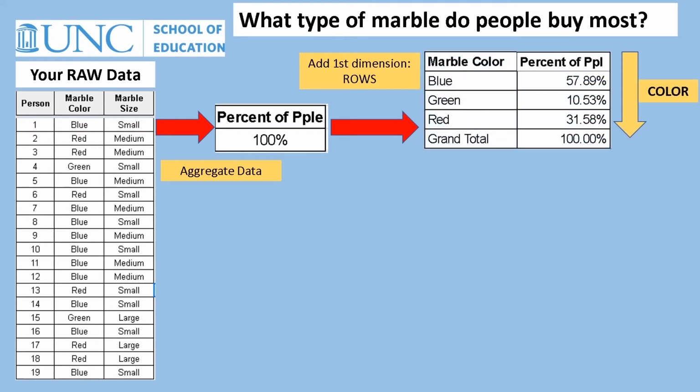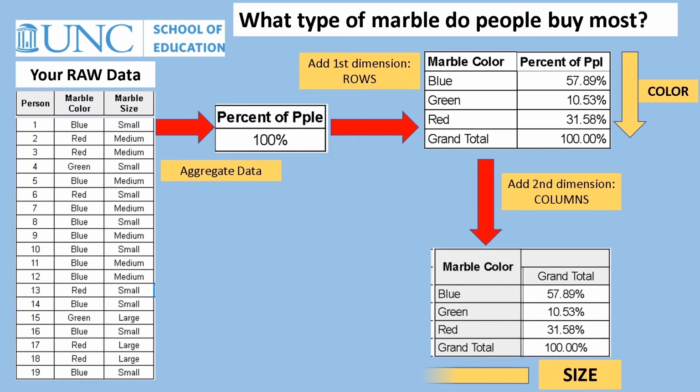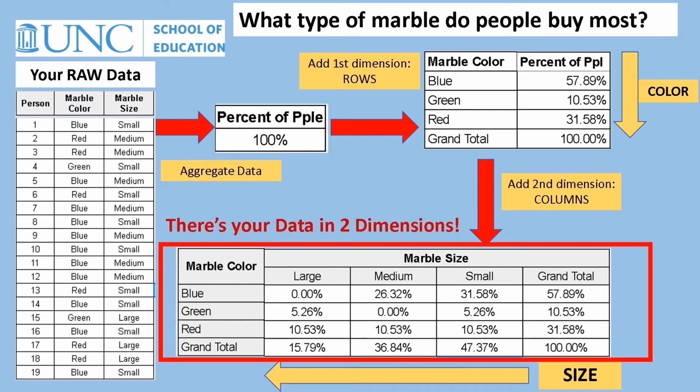Now let's add our second dimension, size. We see the percentage of people that have bought a marble by two dimensions, color and size. Now I can see that the marble most bought was the small blue marble with 31.58% of people buying it.